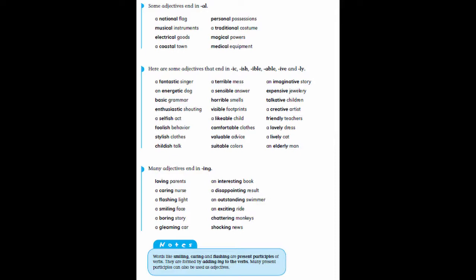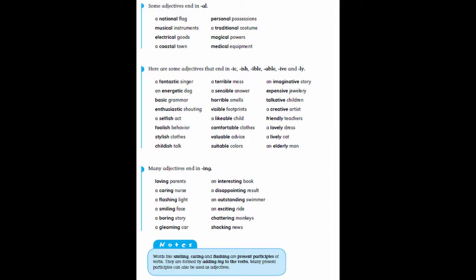Like I said, all of these words originate from some other words which are then turned into adjectives by adding suffixes to them, right? So make sure that whenever you're going through these examples, when you're studying this, try to figure out the origins of these adjectives that are given to you. All right. Many adjectives end in ing: loving parents, interesting book, a caring nurse, a disappointing result, a flashing light, an outstanding swimmer, a smiling face, an exciting ride, a boring story, chattering monkeys, a gleaming car, shocking news.